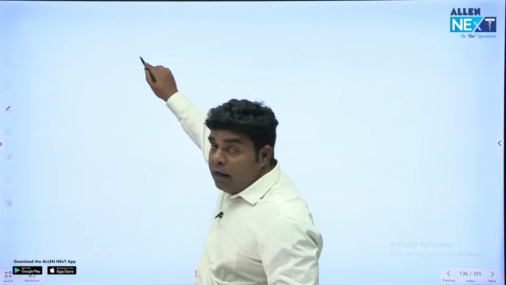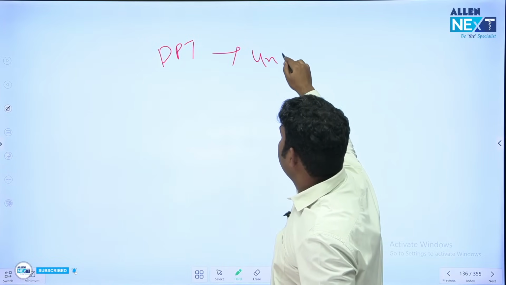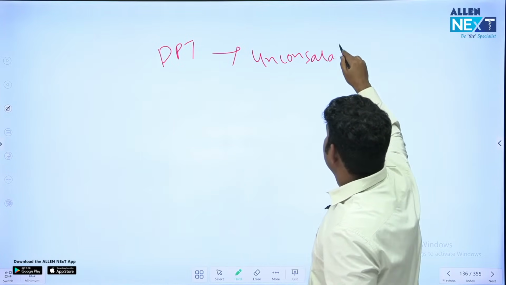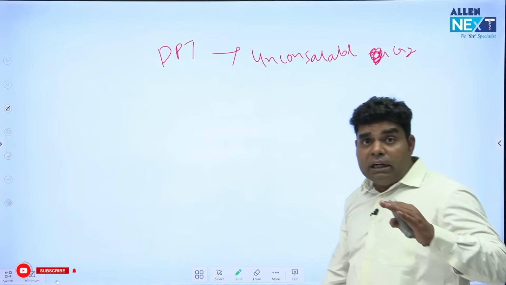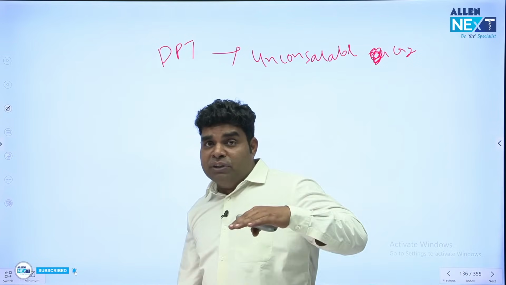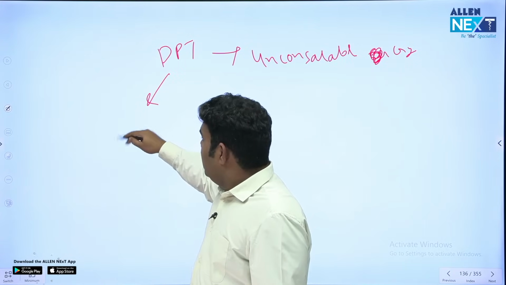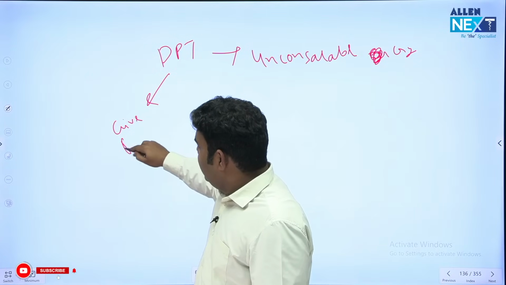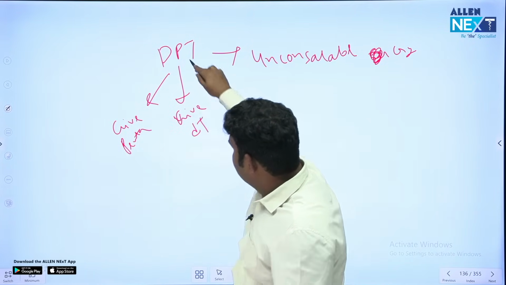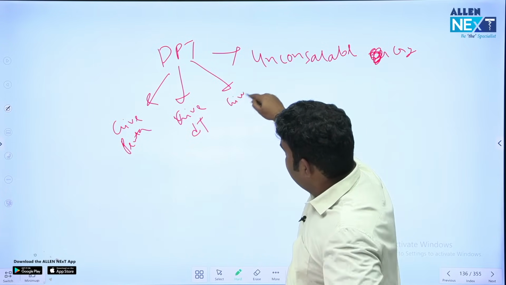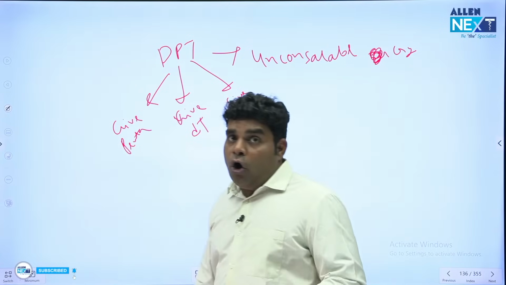First question, you gave pentavalent or DPT vaccine to a child and the child has unconsolable cry. So after this problem of unconsolable cry, what will you do in the next visit? First option, don't give DPT, give pentavalent, give DT, give TT. Which thing will you do? Unconsolable cry or convulsion?